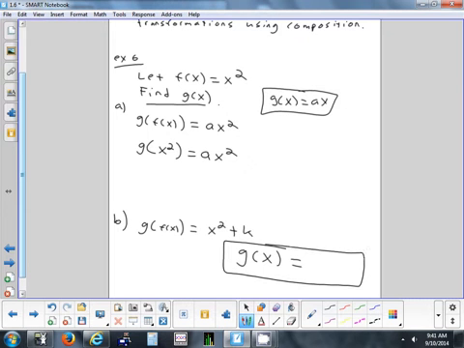What would g of x have to be here? When you do that composition, f of x is x squared. You're going to plug x squared into something that you need to tell me, and I want to get x squared plus k as the answer. Yep?